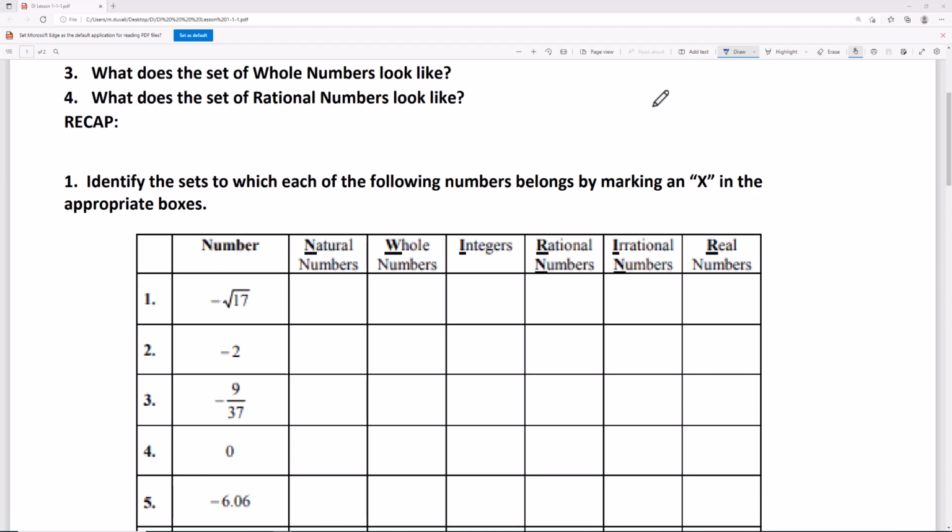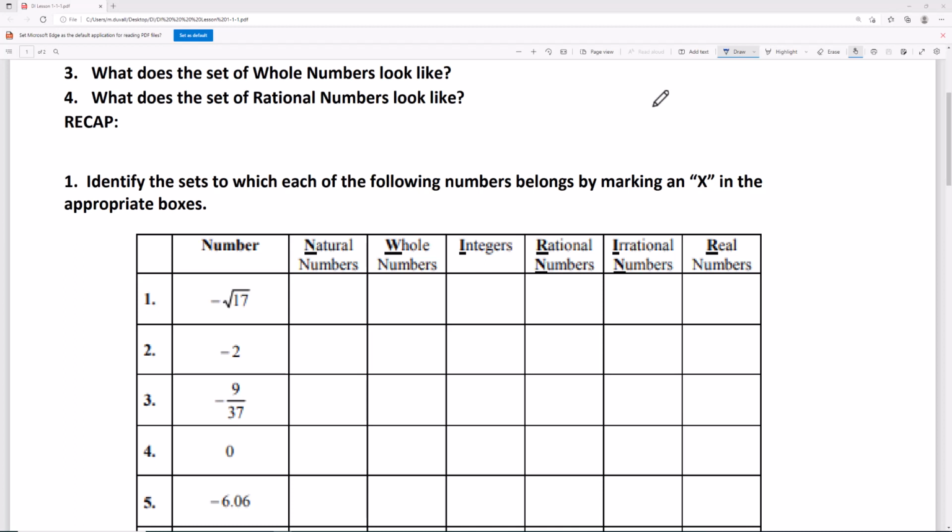All right, let's go over this worksheet. It says identify the sets to which each of the following numbers belongs by marking an X in the appropriate boxes. Now, we're not going to do the entire worksheet, but we're just going to pick a few of them and kind of go over them.